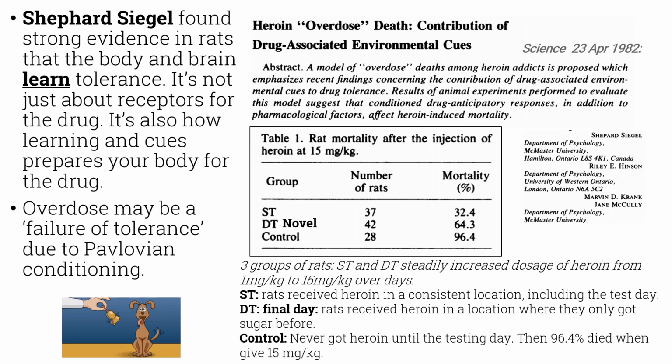And you can see in the table 1 the results. The mortality for the rats in the novel environment was more than twice that of the rats in the standard environment that they were familiar with. And in the control condition, where rats were receiving heroin for the first time, mortality was very high. So there was no tolerance in the control condition, some tolerance in the novel condition, but not nearly as much as rats in the familiar environment, showing a strong learning component.